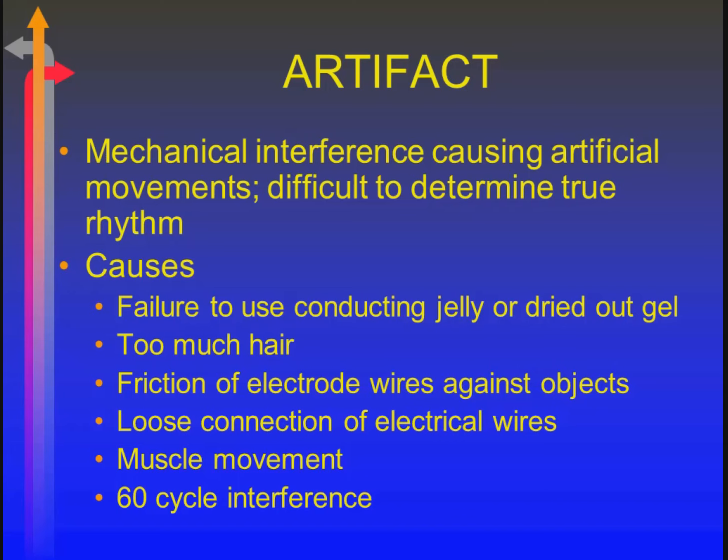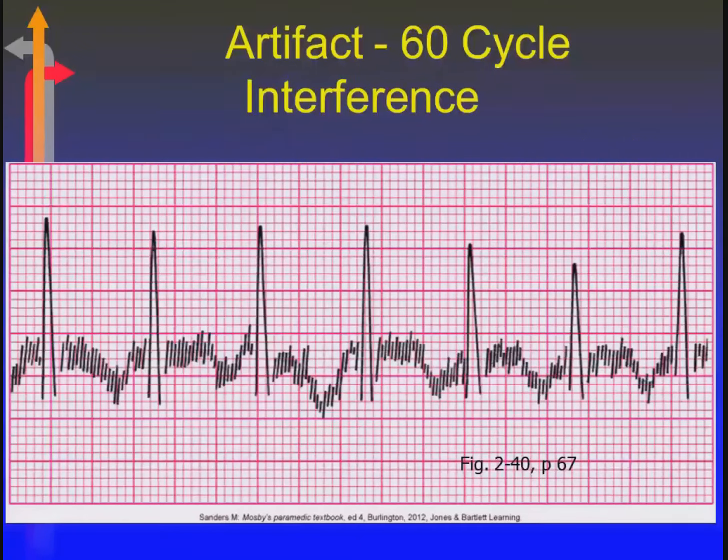Loose connection, muscle movement, and 60 cycle. These are the three that I want you to know. This is 60 cycle interference, and it's basically where you can't make out what's going on between QRS complexes because there's something else interfering. This would be an example of somebody using an electric shaver while they're trying to clear off that chest hair.